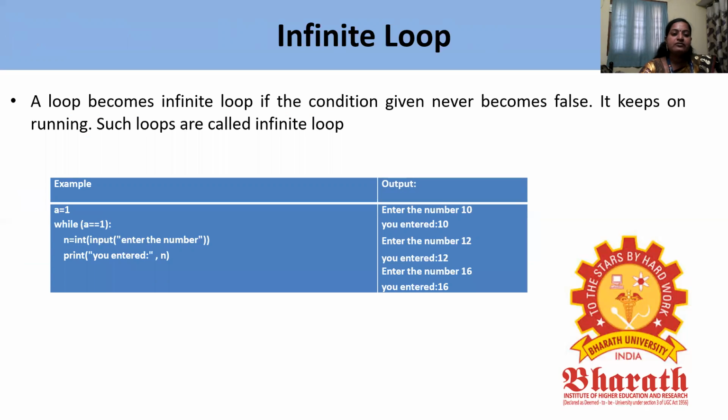So the next one, infinite loop. The loop becomes an infinite loop if the condition given never becomes false. It keeps on running. Such loops are called infinite loops. So for that, the example is A equal to 1. The condition will be true always. That is an infinite loop. A equal to 1, while A equal to 1 colon.